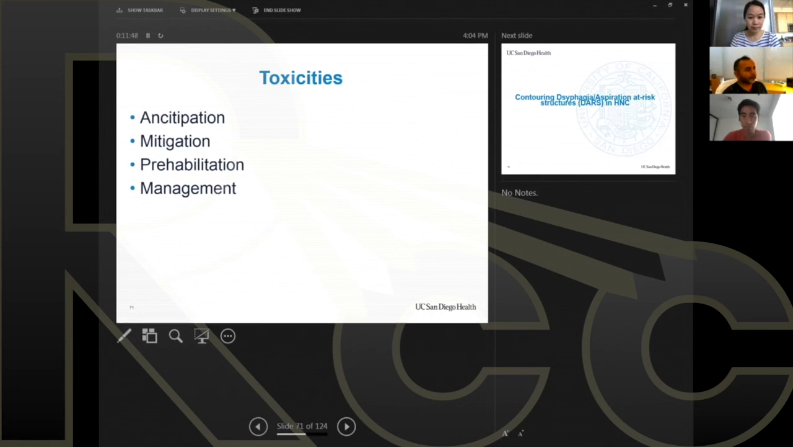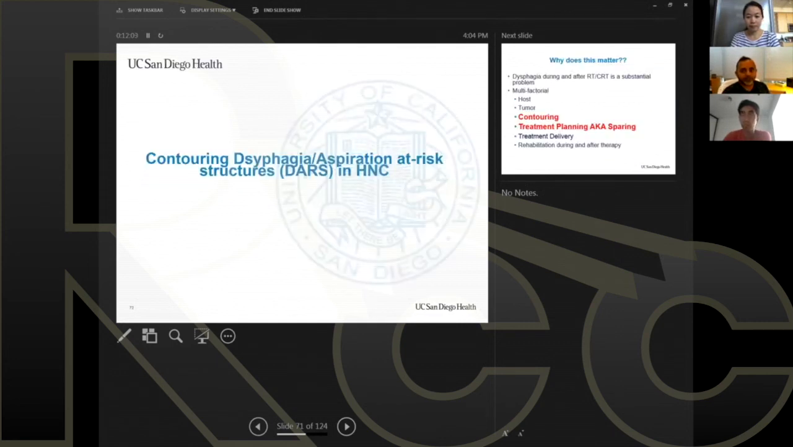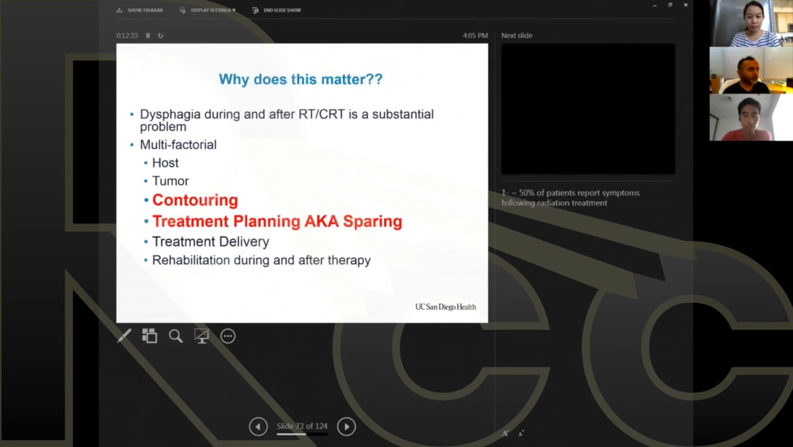But for most of us, it's really the ability to anticipate side effects and the ability to manage them long-term. Today, we're just going to talk a lot about the anatomy and the ability to anticipate side effects in our patients. So the rest of my talk is really going to be about dysphagia and aspiration at risk structures. You'll see that this is a new acronym called DARS. In fact, the trial coming out of the UK is basically a DARS-modified intensity modulated radiotherapy trial, comparing a specific attempt to spare these dysphagia aspiration at risk structures to a standard IMRT plan where you're not sparing these structures. So why does it matter?